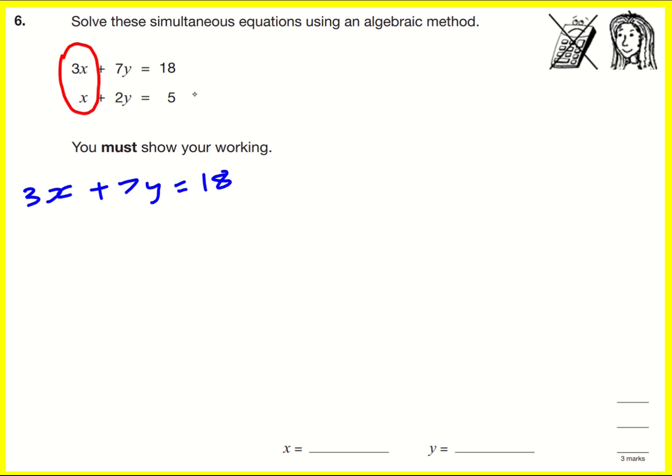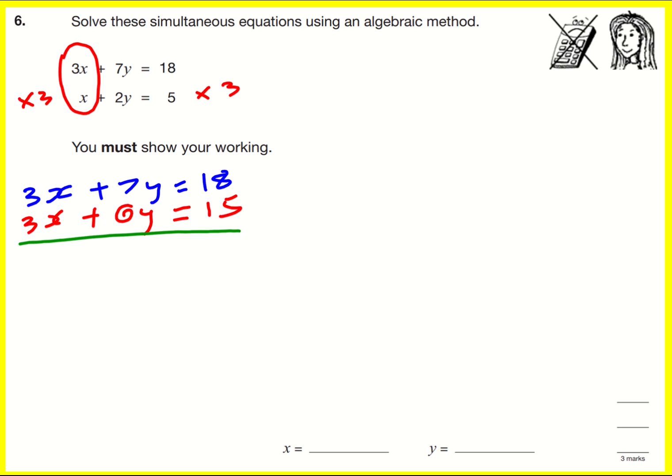So if I multiply this second equation by 3, then I make it 3x plus 6y is equal to 15. I have to times each term because it's like I'm putting a bracket around it. So that's why when you expand the bracket, you multiply both of these, and you also have to times this right-hand side. So now I can subtract them. Okay, that's standard practice simultaneous equation.